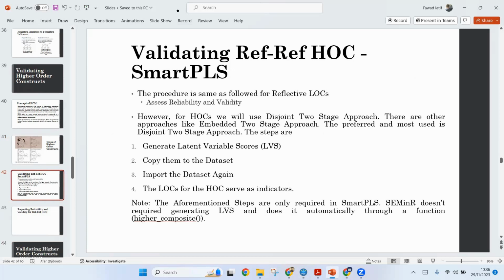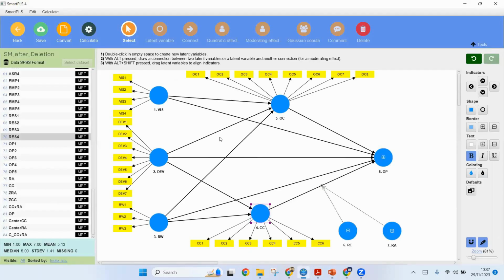Now again, why validate? Remember, in structural equation modeling, the first step is always the validation of your constructs. If you've got lower order constructs, we have seen how to check their reliability and validity. Now, if you've got higher order constructs, then you have to check their validity as well. So let's assume we have a model.